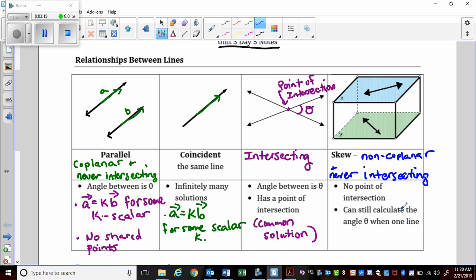And we can still calculate the angle between when one line is translated on top of the other. If we can bring this one down, then we can find the angle in between them. So we're going to translate it. That's when we shift it up and down. We don't rotate it, we just shift it.